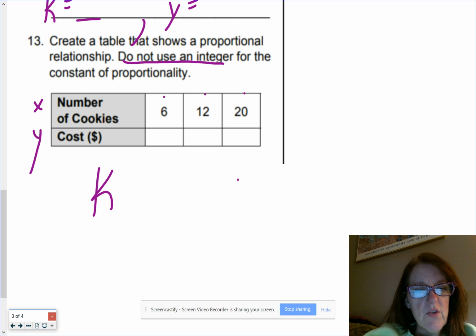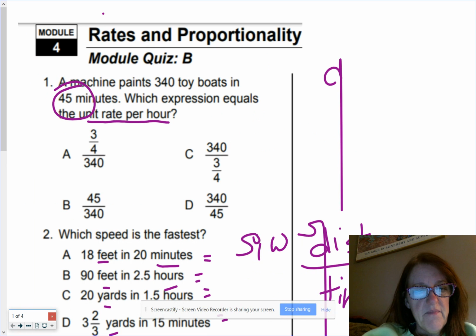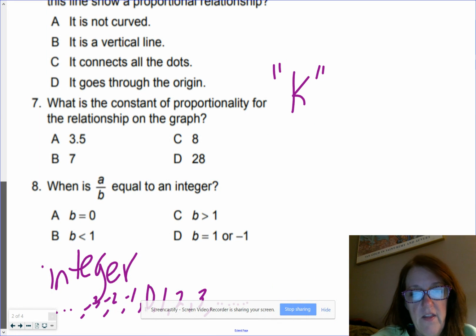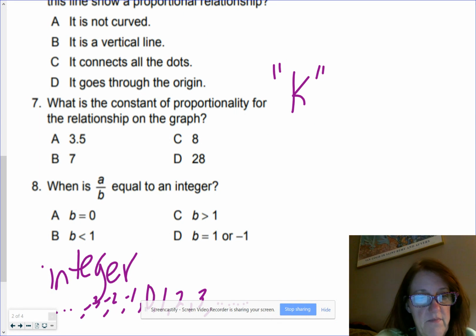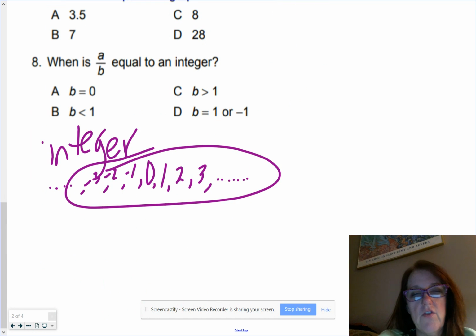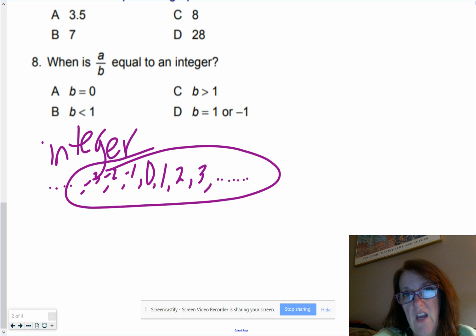Remember what the integers were? We have them listed out. Okay? The integers are these numbers right down here. These are the integers. They're saying don't use one of those for K. You've got to pick something else.